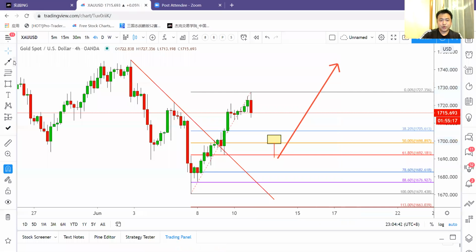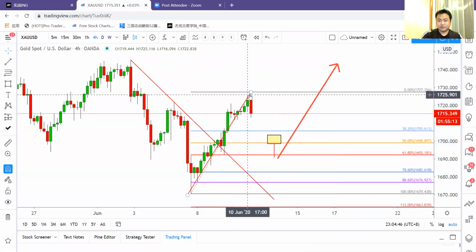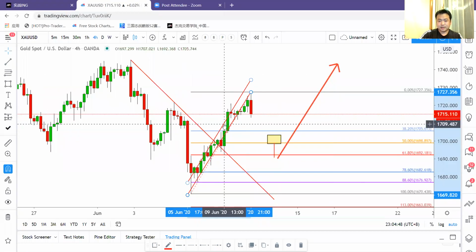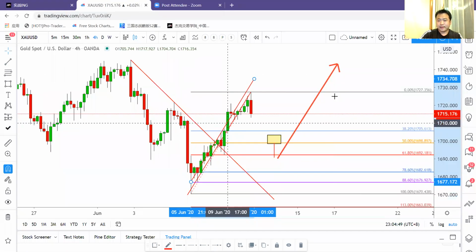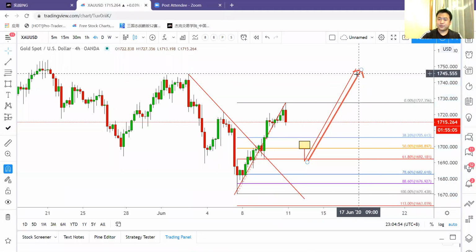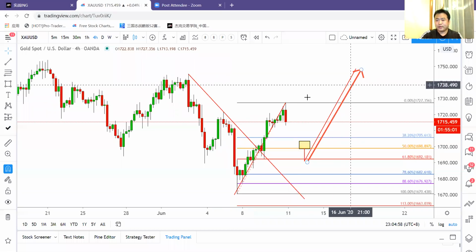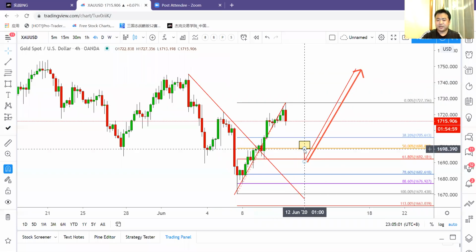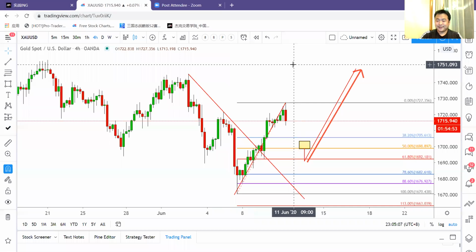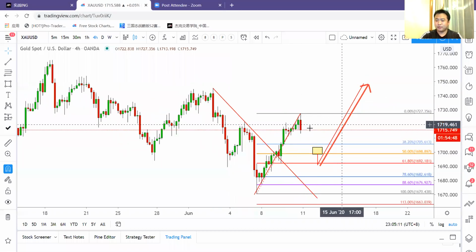Okay, to enjoy an ABCD move. This could be an ABCD move and give you a lot of money because you are buying the low. Aim for 1748. That will be a good tangible target of this ABCD pattern of the gold, and you want to buy the gold from the 50 or 61% retracement level. All right, so gold, pullback, buy, pullback, buy.